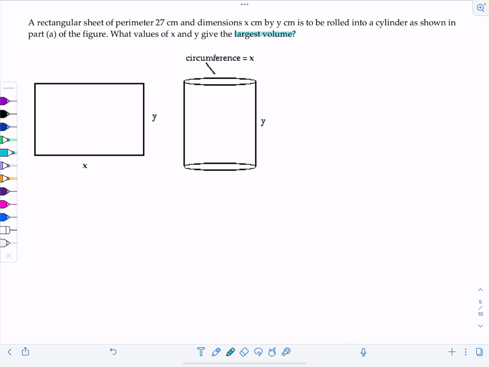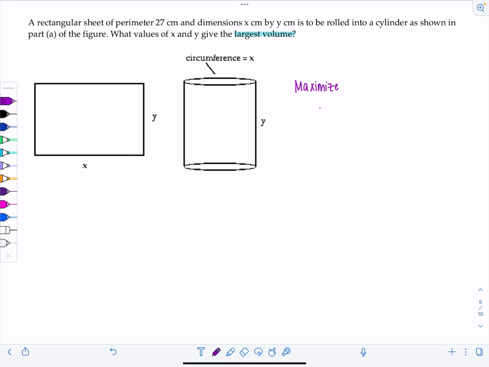Have you ever done this before? Can you imagine what's going on? You have, pretend like a sheet of paper, and you roll it up into this cylinder, okay? A lot of students like this problem. You know why? Because they already labeled this sucker. So we want to come up with a formula for the volume of this cylinder, and we want to maximize it, right? Because it says largest.